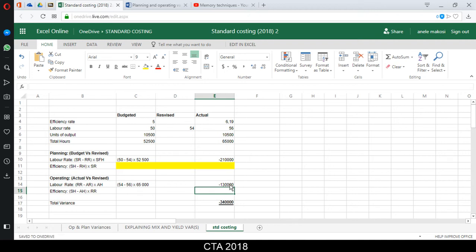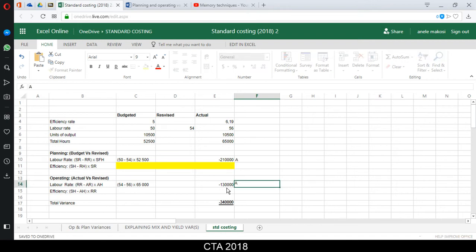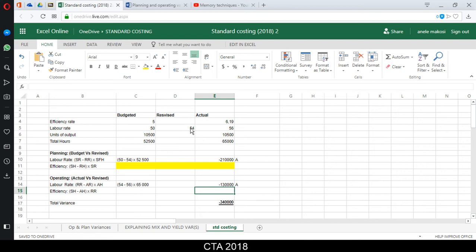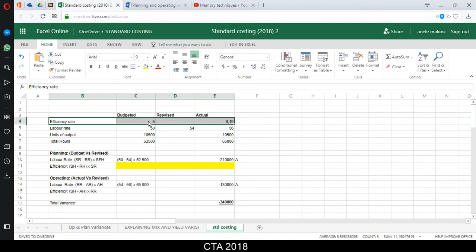Even here, this 130,000 is adverse. Why is it adverse? It's because per the revised budget we're supposed to pay 54 per hour, but actually we paid 56. There is that 2 rand difference there. Now coming to the efficiency, as we can see here, they were not efficient. Instead of spending 5 hours per unit, they spent 6.19 hours per unit, so they were not efficient.